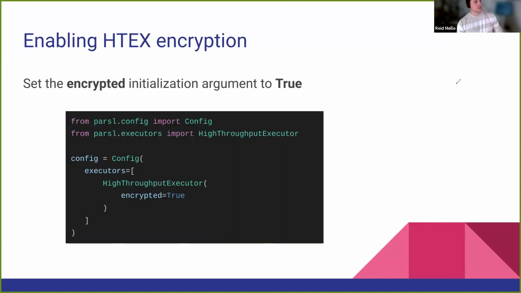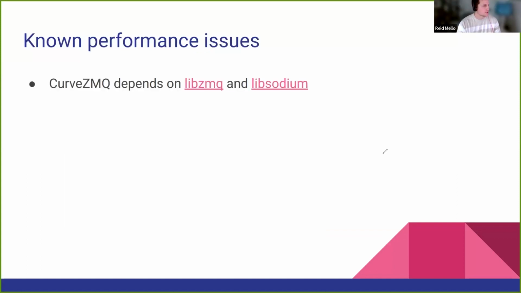All right, so to enable HTEX encryption, it's very simple. You just set the encrypted initialization argument to true. I just have a basic example here, and along with all of the other initialization arguments, you just set encrypted to true. By default, we have that set to false for reasons I'll get into in a minute.